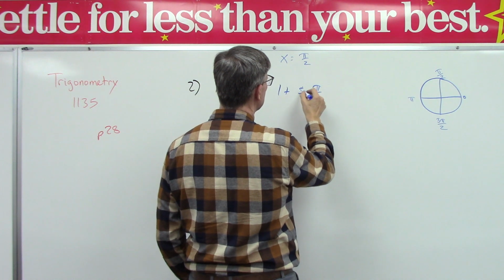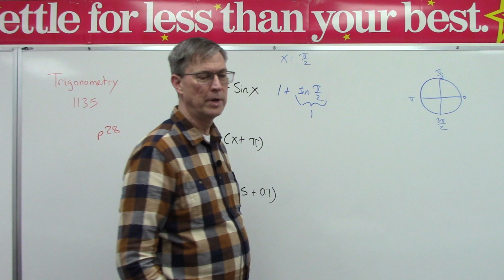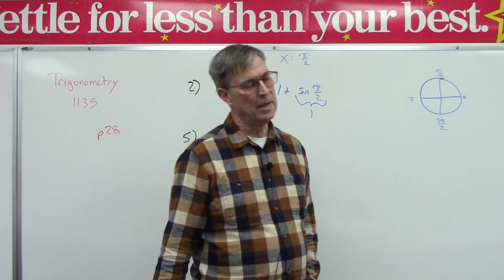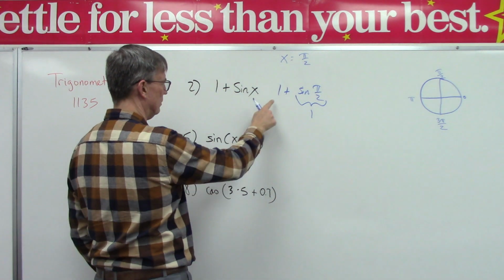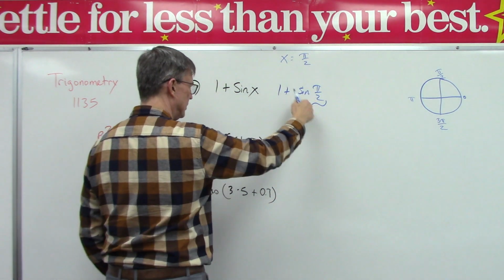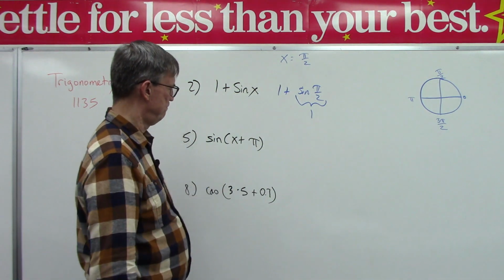So this whole thing here simplifies and becomes the number 1. And so then you can finish that problem pretty easily because you're just taking this number 1 plus the answer to that, which is 1, boom. Let's look at number 5.